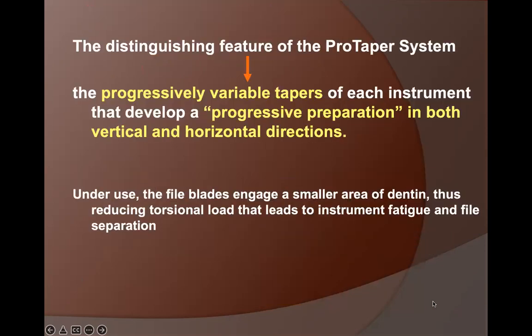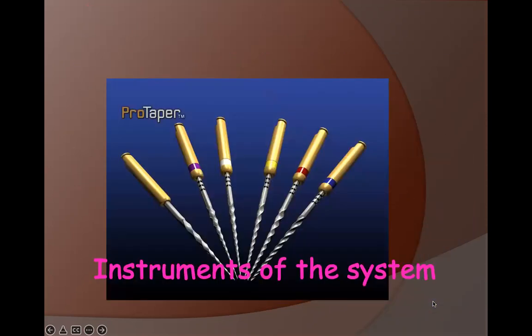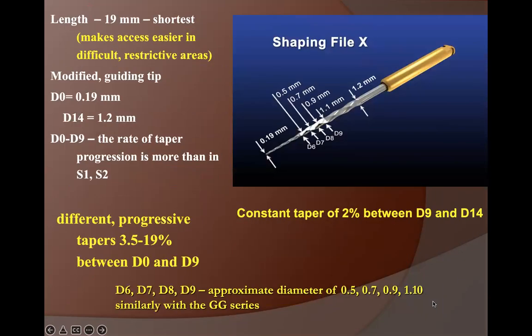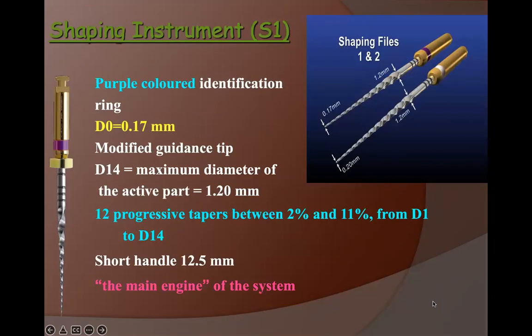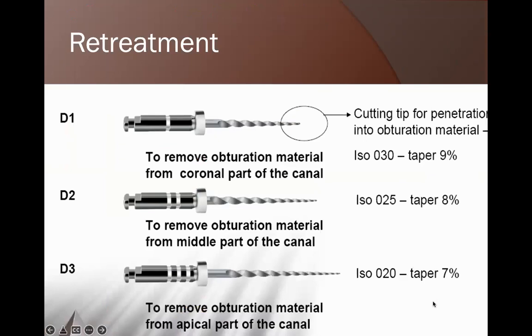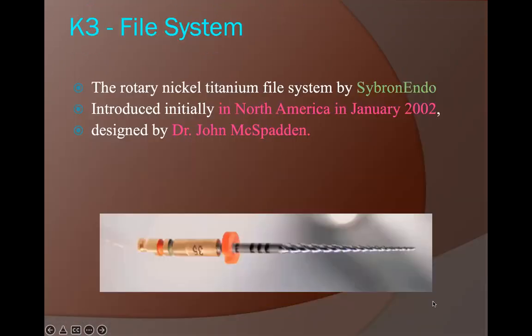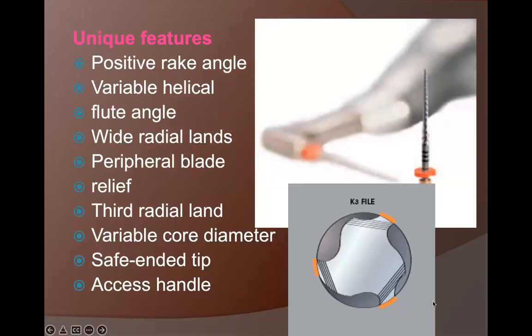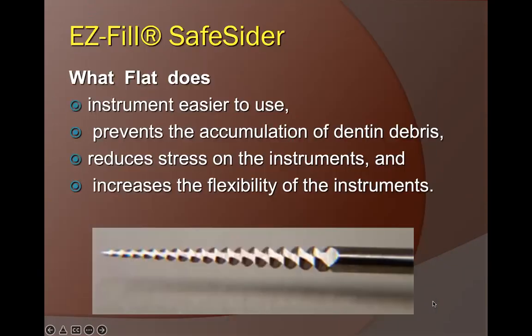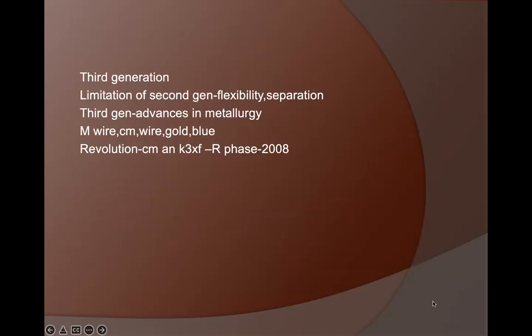ProTaper means progressive taper files, which consist of an orifice opener termed SX, 2 shaping files, S1 and S2, and 3 finishing files, F1, F2, and F3. It also introduced a set of retreatment files termed D1, D2, and D3. Another example is the K3 file system. Again, it has a positive rake angle. M2, Liberator, and B taper system are others.